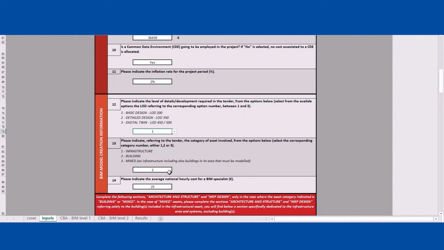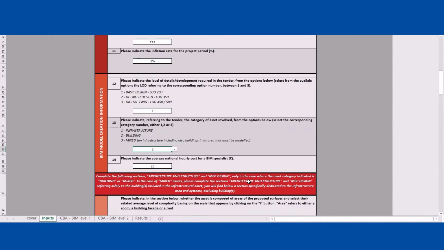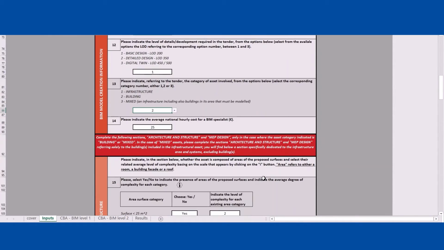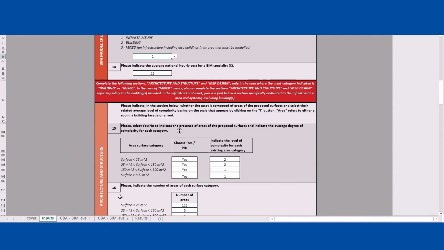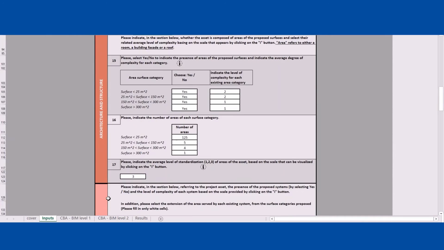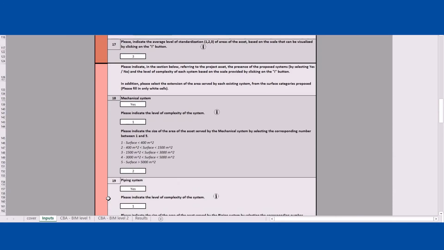Next, in question number 13, we indicate that the project relates to a building, selecting option number 2. Lastly, we indicate the average national hourly cost for a BIM specialist that is charged to public clients. In this case, we enter €25 per hour. The next sections to complete will depend on our selection in question 13. Having selected buildings in question 13, we next complete the architecture and structure and MEP design.